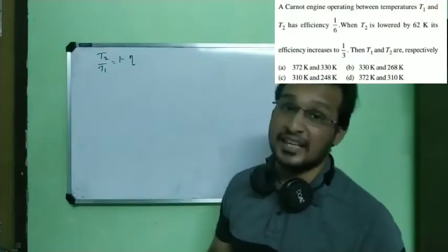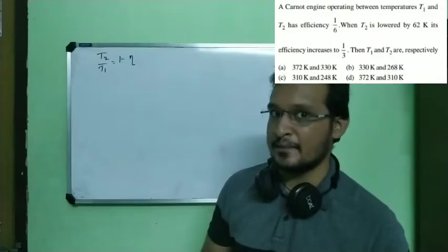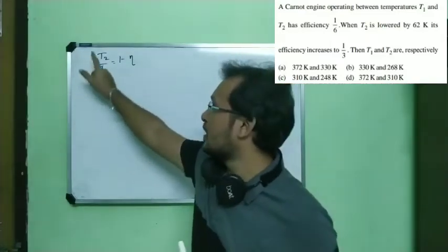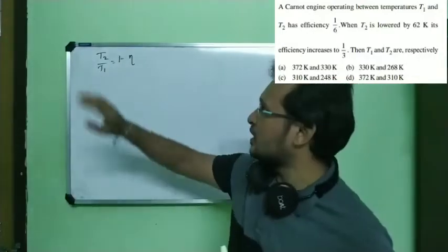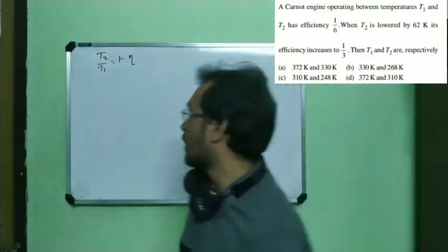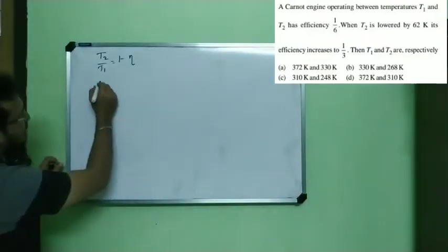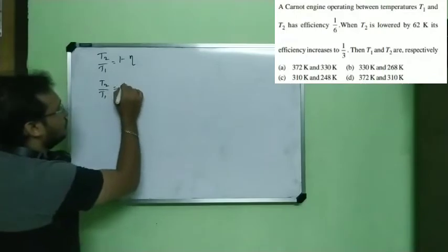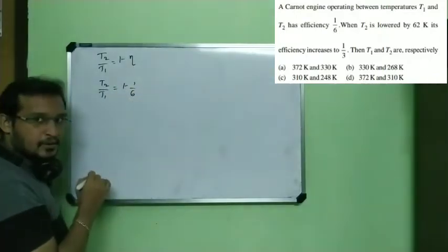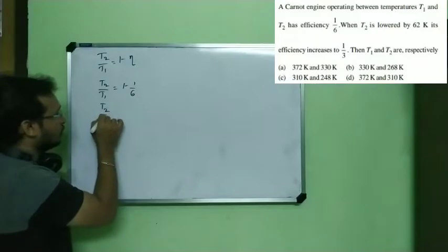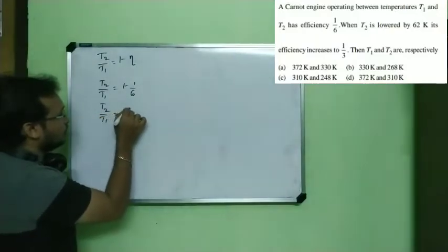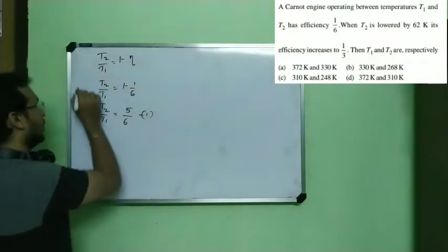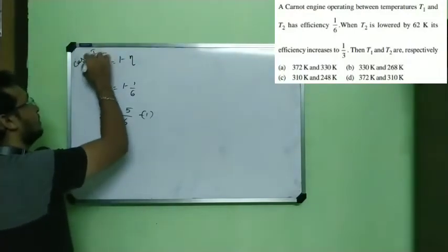In the first case, eta is given as 1 by 6. T1 means the higher temperature, known as the source temperature. T2 is the lower temperature, known as the sink temperature. Eta is efficiency. So in the first case, T2 by T1 equal to 1 minus 1 by 6. You will get T2 by T1 equal to 5 by 6. Say equation 1. This is case 1.